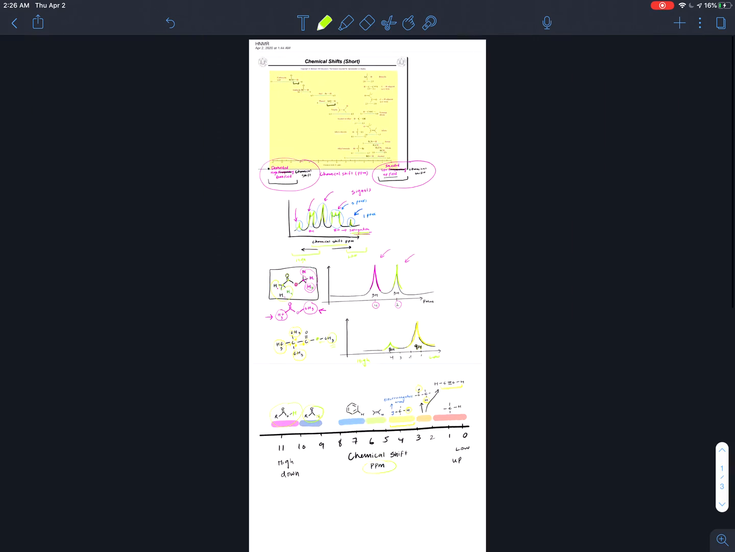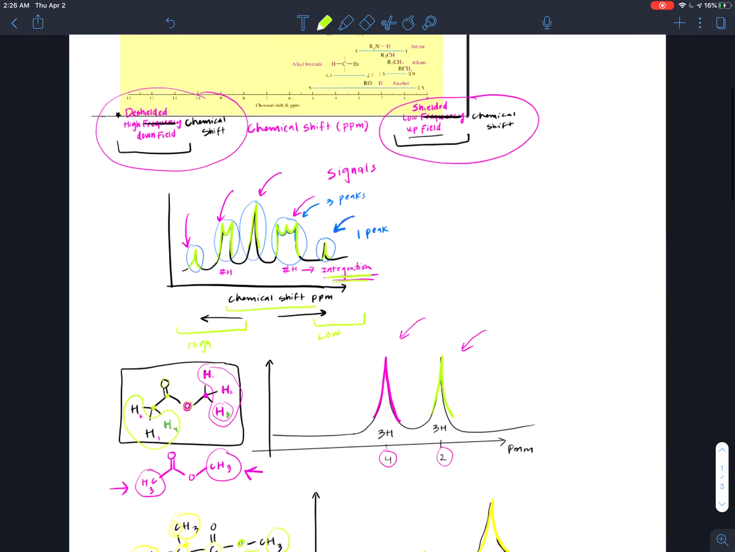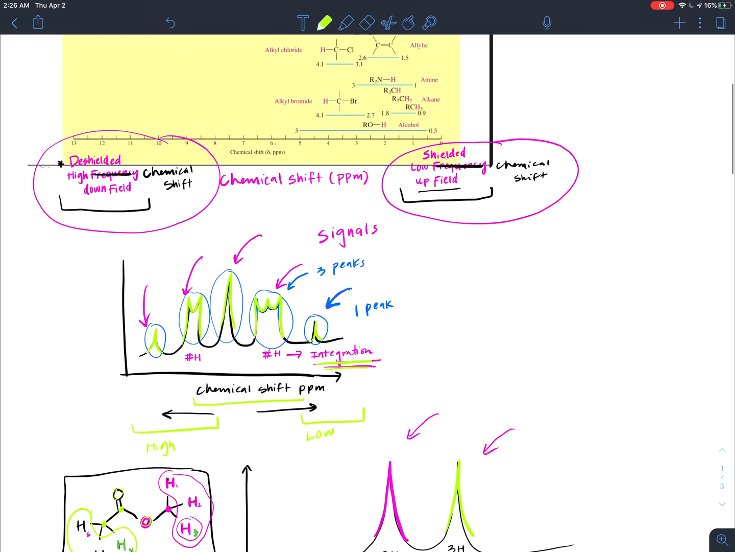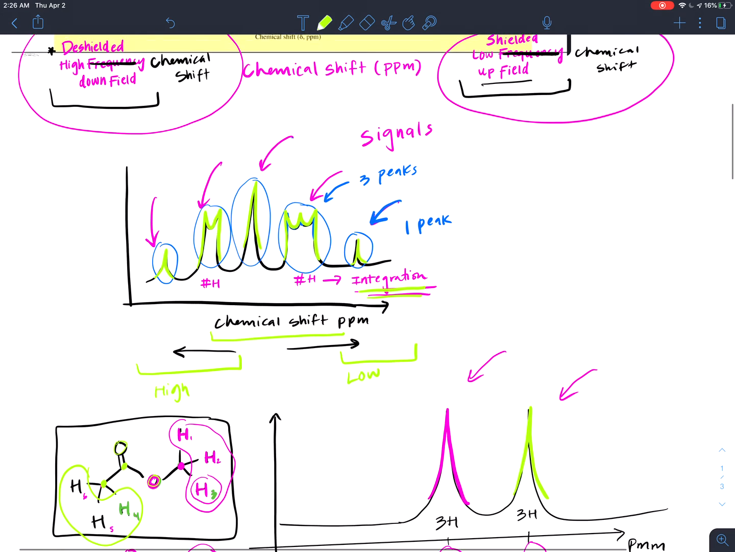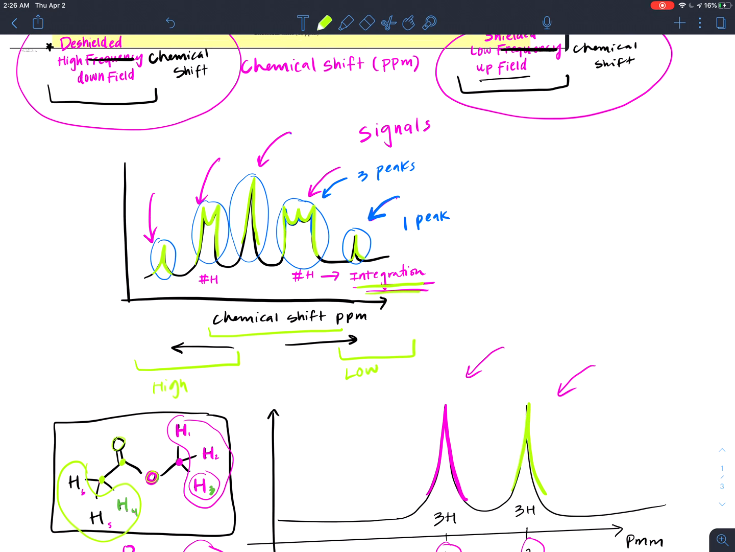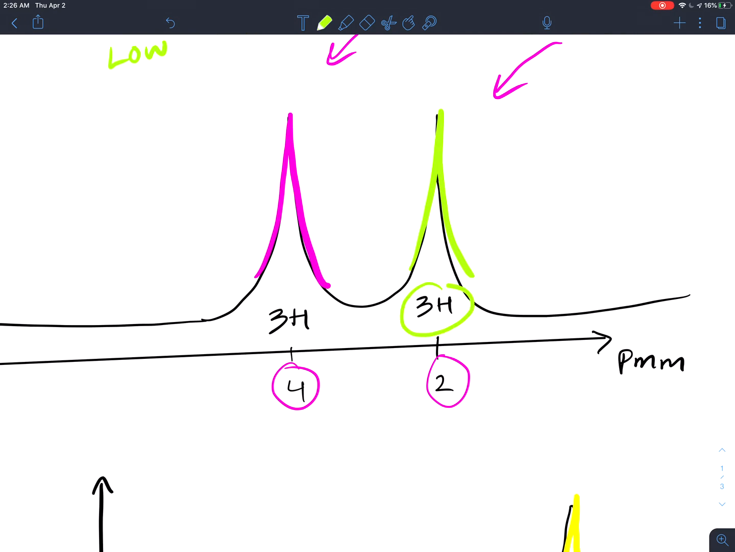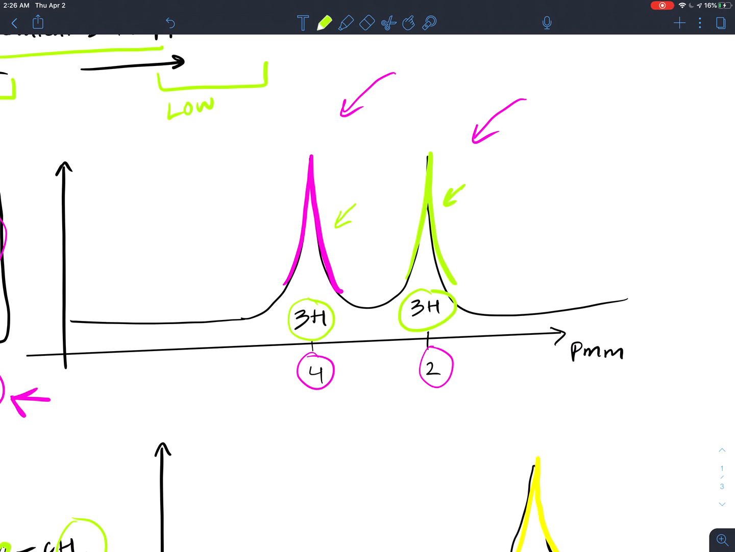Alright, so quick recap. The first thing we talked about is chemical shift. I have high chemical shift, I have low chemical shift. High chemical shift means I have electronegative atoms nearby. The second thing we talked about is integration. Each signal has an integration, which tells me how many hydrogens each signal represents. For example, this one right here has an integration of 3, so it represents 3 hydrogens. This one also represents 3 hydrogens. So it's just how many hydrogens are represented by a signal.